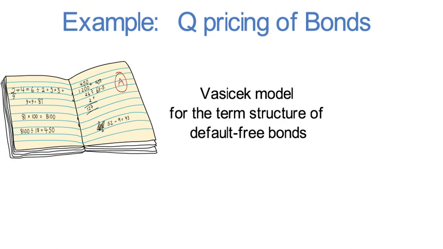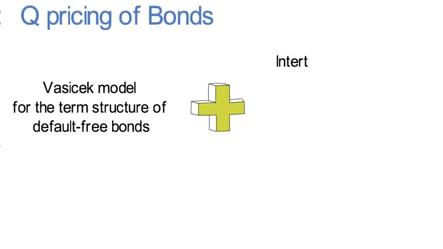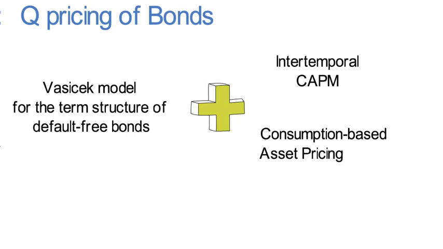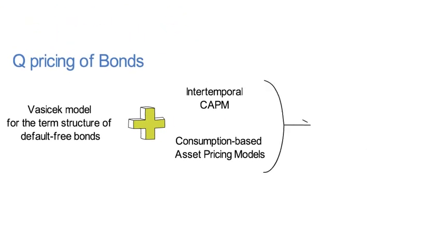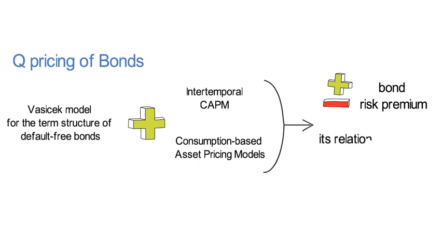Moreover, in addition to the math, I also add economic thinking, which arises from equilibrium asset pricing models, such as Merton's intertemporal CAPM, or the general class of consumption-based asset pricing models, to give you intuition on the sign of the bond risk premium and to tell you how it relates to hedging non-diversifiable risks.